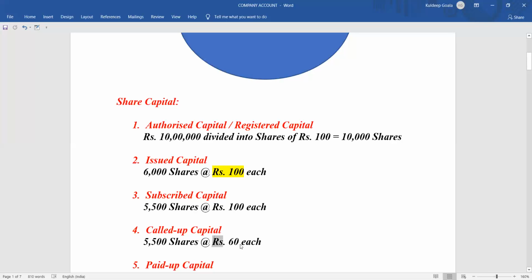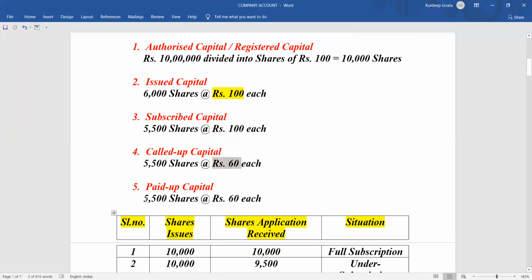It could be 10 rupees, 20 rupees, 30 rupees, 10 rupees, and in this way a total of 60 rupees the company has called, asked the public to pay up to 60 rupees. So that will be called up capital. And if the company gets the total of 60 rupees, all the money has been received by the company, that will be called paid up capital. It has been received in full.